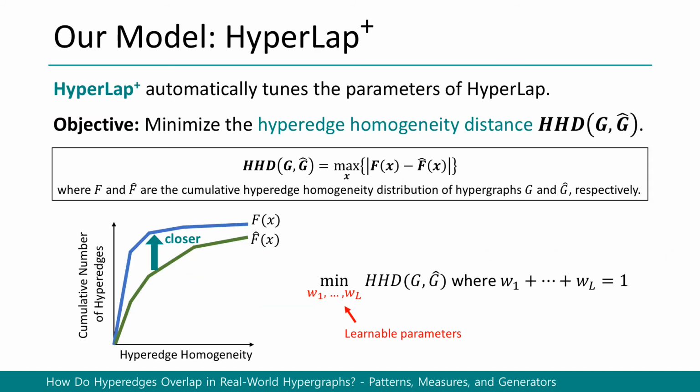We also design an advanced version of HyperLap called HyperLap Plus. This model automatically tunes the parameters of HyperLap, so it automatically searches for the weights of each level. As its objective function, HyperLap Plus uses the hyperedge homogeneity distance, or HHD, between the input hypergraph and a generated hypergraph. We used the KS statistic between the cumulative hyperedge homogeneity distributions of the two hypergraphs.